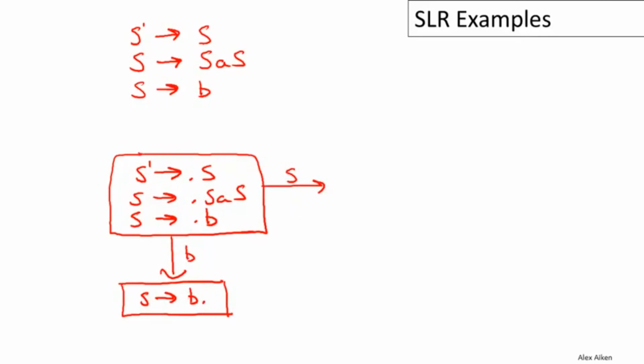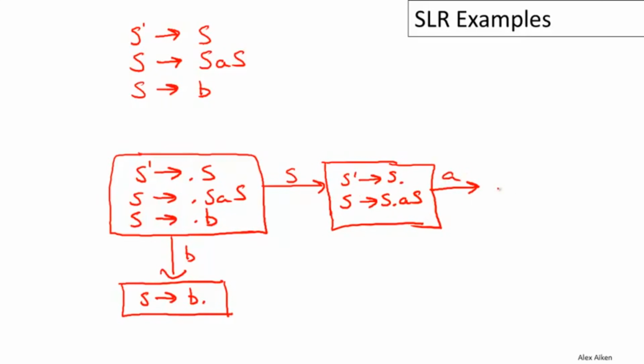Another possibility is that we'll see an S on the stack, in which case we'll make a transition to the state S prime goes to S dot, and S goes to S dot AS. We saw that same state before in the other automaton. Now we could also see an A, and what state would that take us to? This is going to be a little different. In this state, we will have the item SA dot S, but now notice that the dot is right next to S. So instead of seeing an S on the stack, we could also see something derived from S in the next position on the stack. And so we have to throw in all the productions for S.